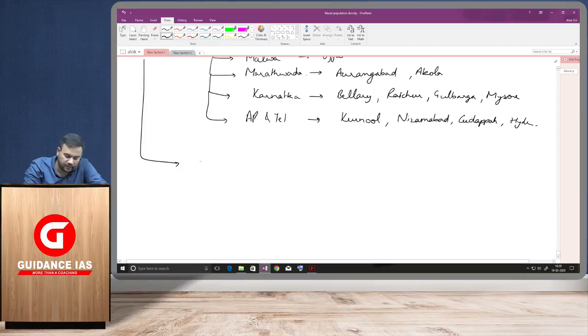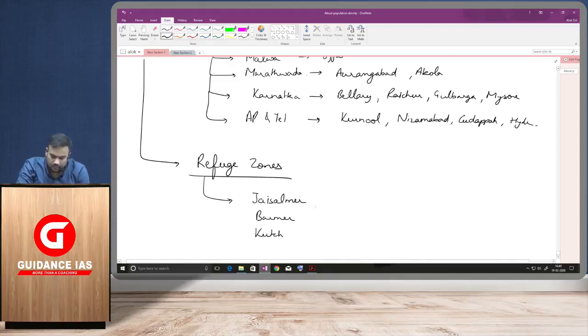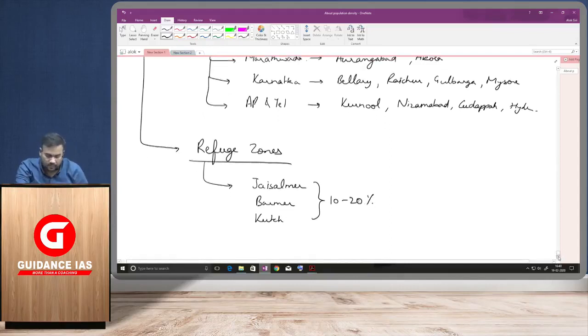Then the third type of area are the refuge zones. Refuge zones. So when it was retreating, ultimately it found certain areas where the impact of other religions was less. So the refuge zones are twofold. One is the dry region of Rajasthan and Gujarat. Here, Jaisalmer, Barmer and Kutch. Here 10 to 20% of concentration is found.